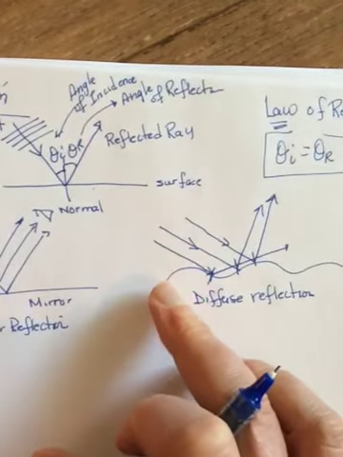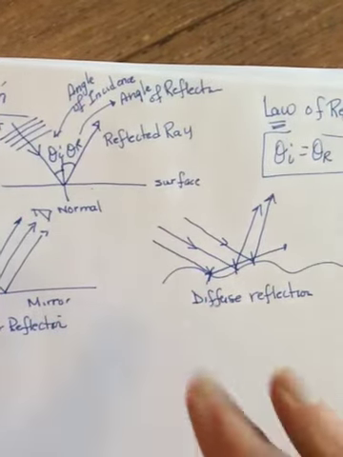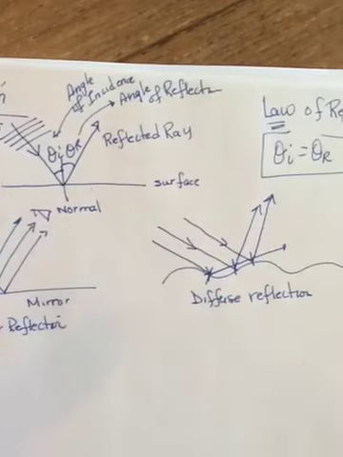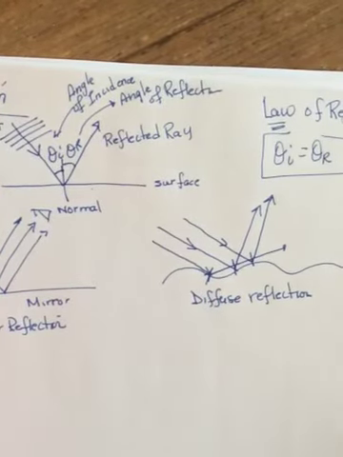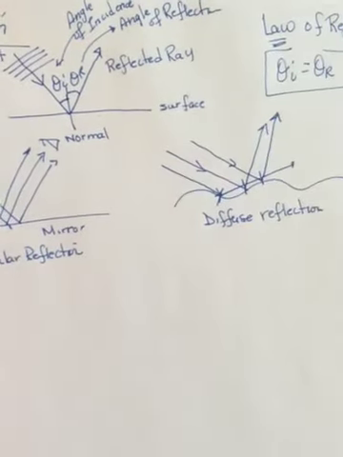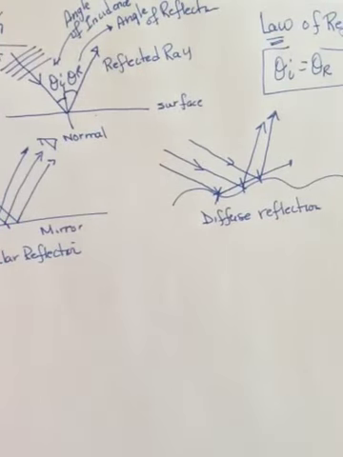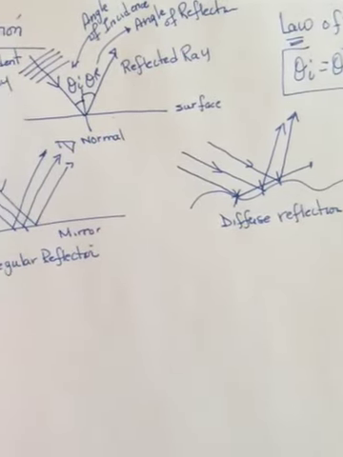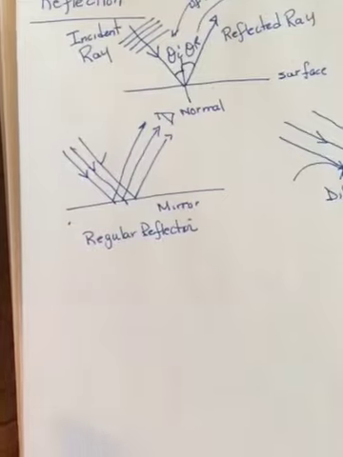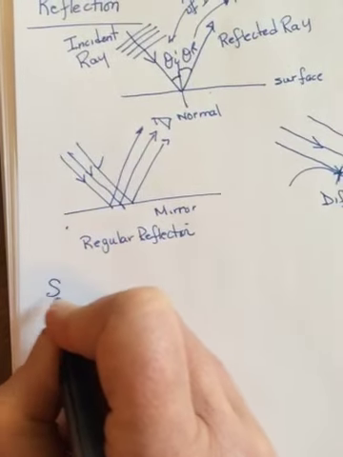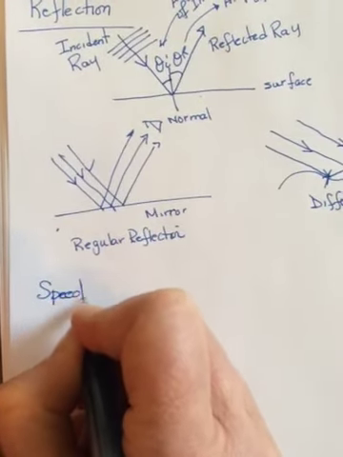It's like if you're looking at yourself in the water and then a ripple forms in the water and the image gets blurry, right? So diffuse reflection is going to result in a blurry image. Okay, so that's reflection. Now I'd like to talk for a few minutes about the speed of light.